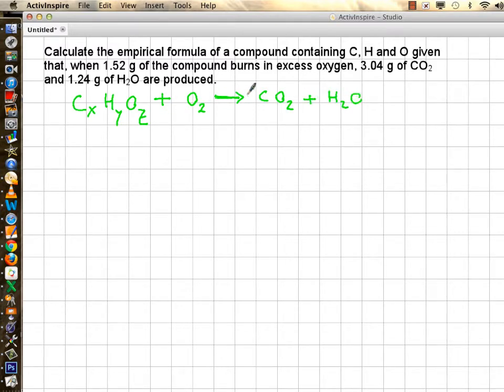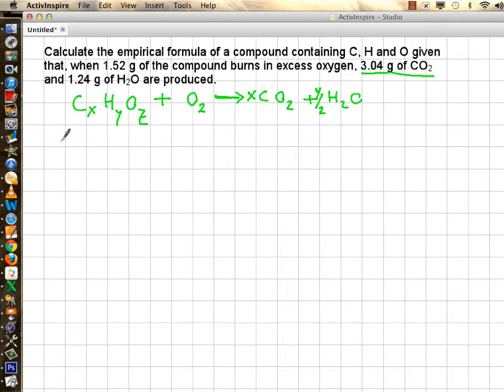So you will have X moles of CO2 and you will have half as much hydrogen in H2Os as coefficient. Oxygen, do not worry about it. It's just going to support the combustion. But at the very end, we have to find out how much oxygen we have, so we cannot ignore it. So let's go after the information we have.